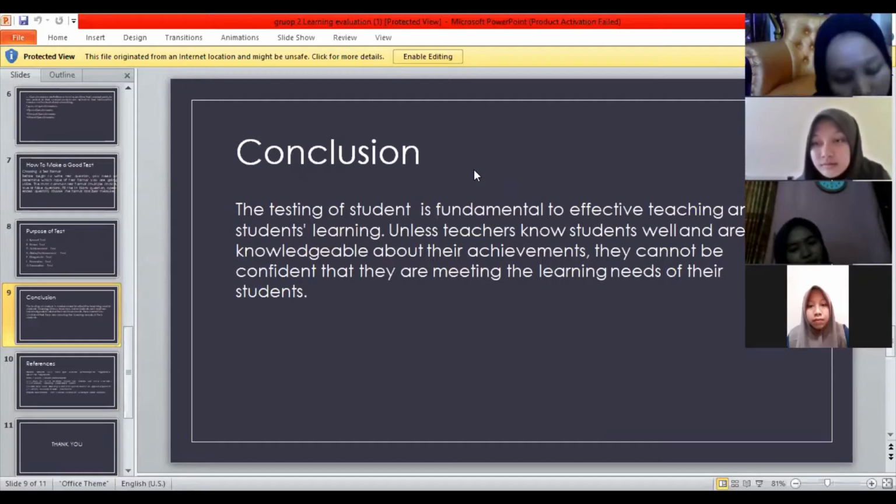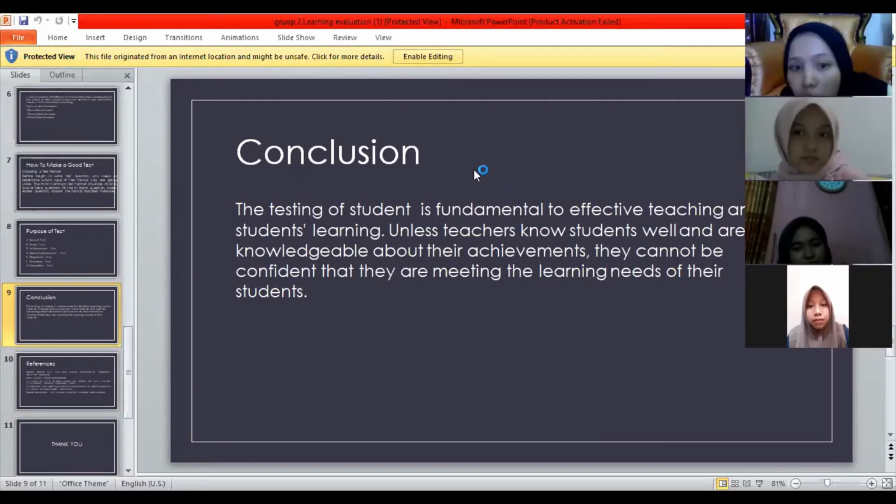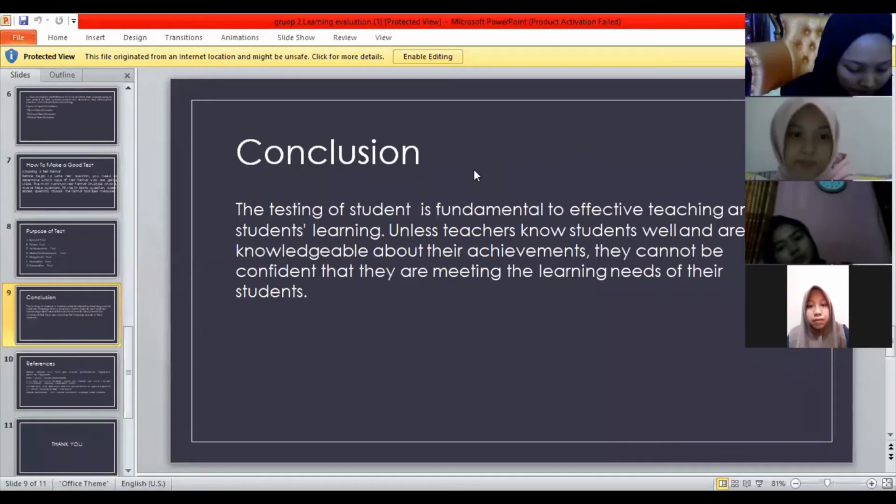Anyone else want to ask? Adinda. I want to ask when is the right time to use the three types of testing? Sorry, repeat. When is the right time to use three types of testing?